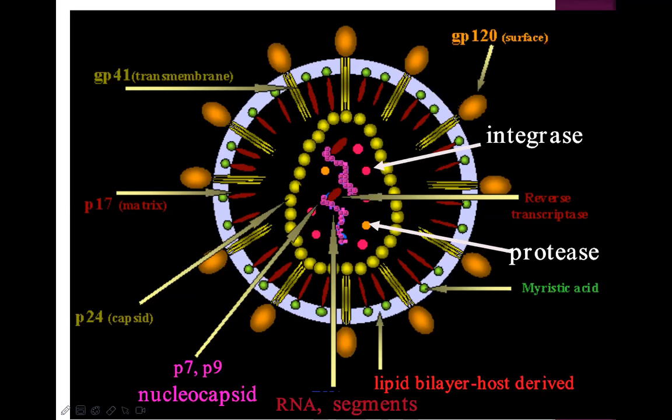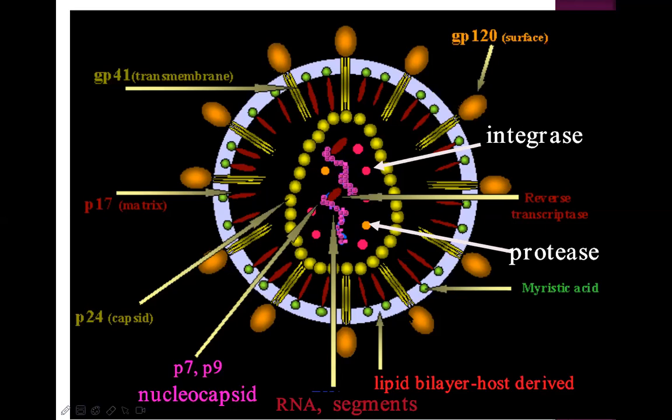Now, what are the other proteins which start with P? See there, P17 is a matrix protein. P24 is a capsid protein. And P7 and P9 are the nucleocapsid proteins. So this is the envelope, this is the capsid, this is the nucleocapsid. And these are the two strands of RNA. Two strands of RNA, these are important. After that, which are the three enzymes produced by HIV? These are reverse transcriptase, it's here, protease, and then integrase. So roughly, you know the important components of HIV structure.